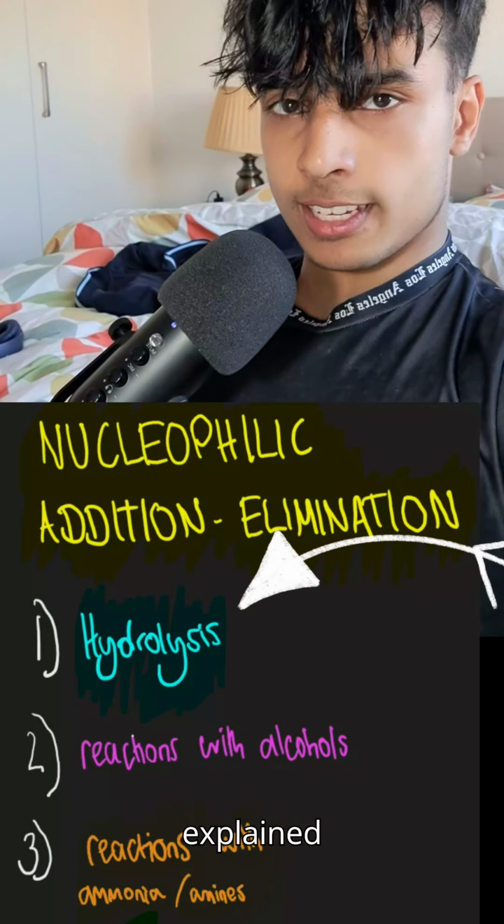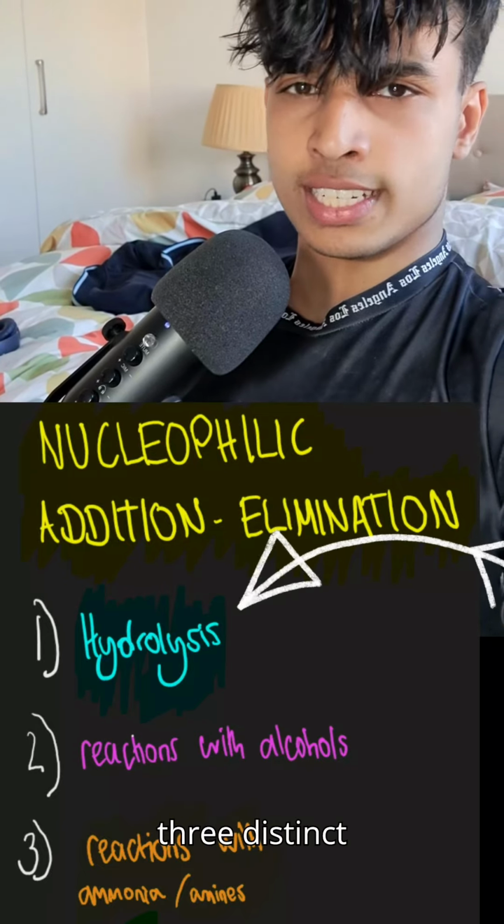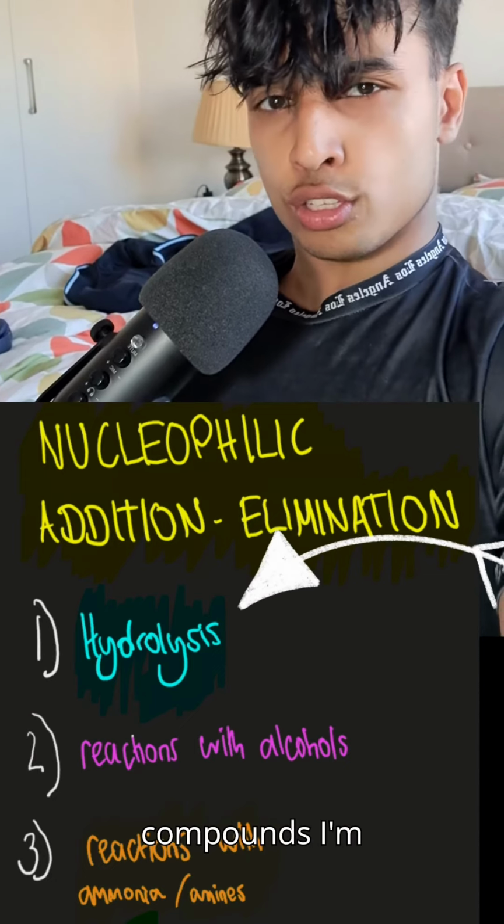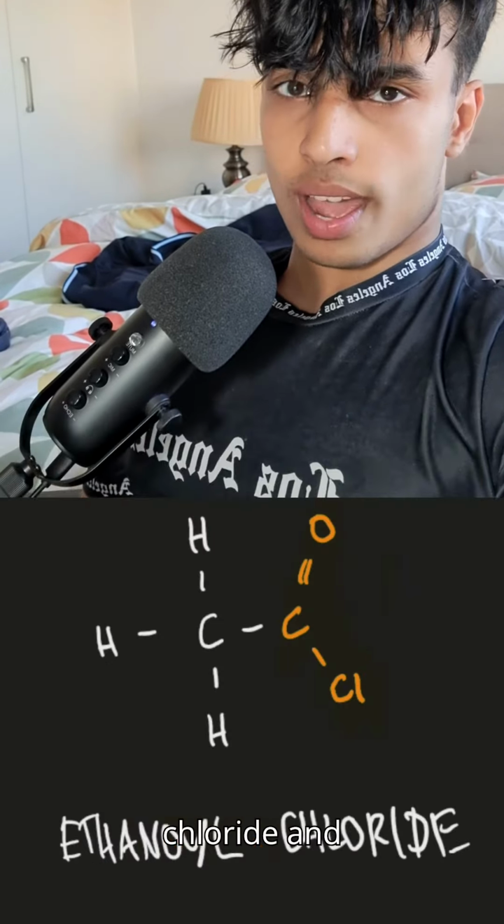Nucleophilic addition-elimination mechanism explained thoroughly. Now, this mechanism can manifest as 3 distinct reactions. However, today in this video, I'm going to be going through the first one, which is hydrolysis using water. Now, the 2 compounds I'm going to be interested in are ethanoyl chloride and ethanoic anhydride.